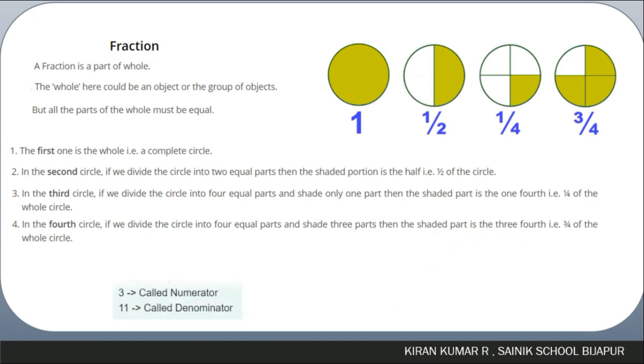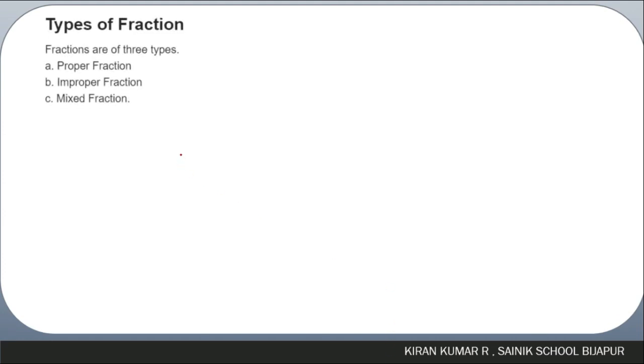I'll give some more examples for fraction. 3 by 11 means 3 out of 11 parts. Here 3 represents the numerator, 11 represents the denominator. So in a fraction, there will be a numerator as well as a denominator. We have different types of fractions like proper fraction, improper fraction, and mixed fraction. Let's see each one of them one by one.